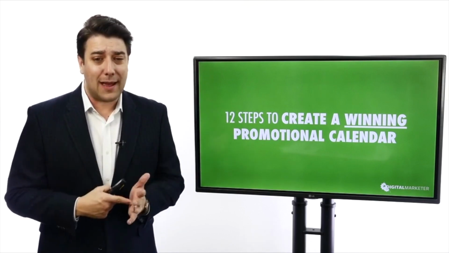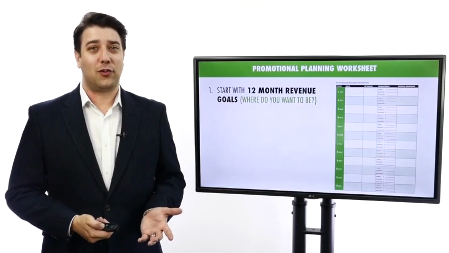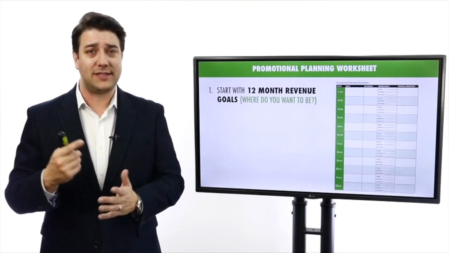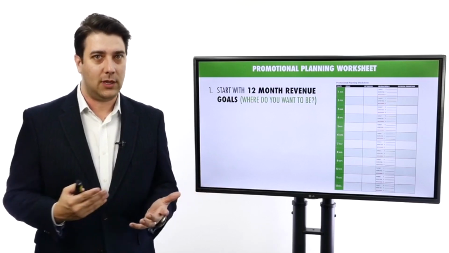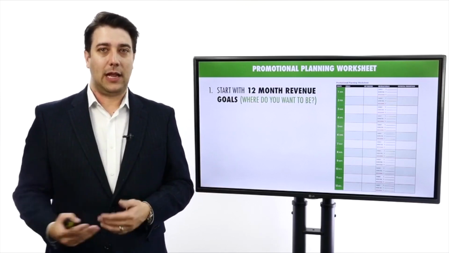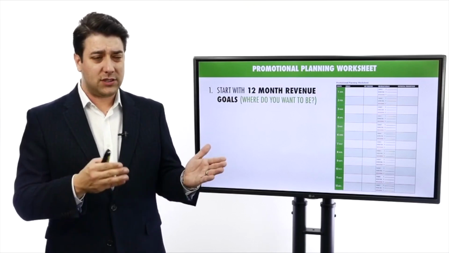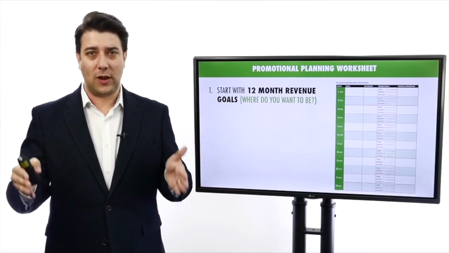So, 12 steps to creating a winning promotional calendar. Now, the promotional planning worksheet that you'll see here is available in the asset list of this particular module, and we're going to walk through filling this out in 12 steps. So the first step is pretty simple, right? Assuming you have some strategic planning and you know where you want to be either next calendar year or just 12 months from now, depending on when you're filling this out.